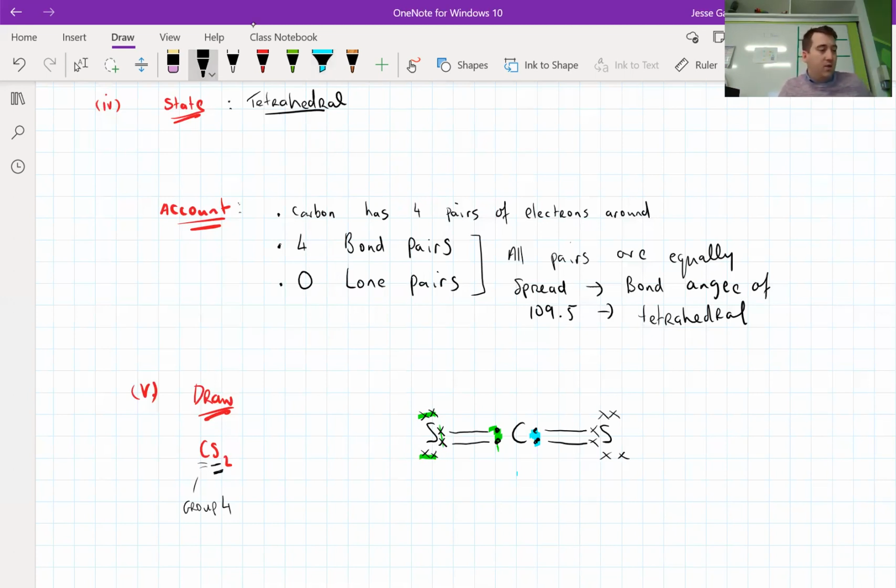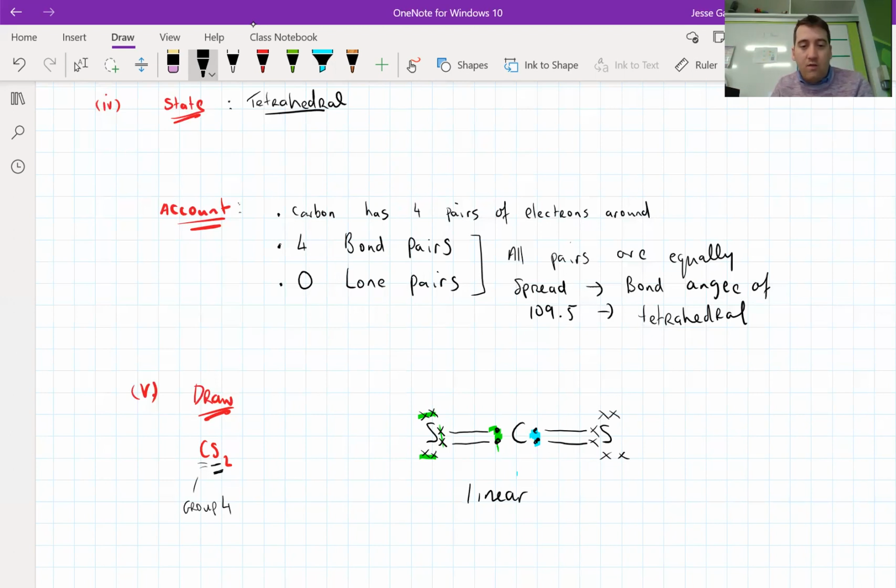This is CS2, and the shape is linear. Why is it linear? Well, there's no other lone pairs on the carbon, so they don't skew the bond angle or anything like that. So it's linear. And that's it, guys. That is that question done. So that is the shape.